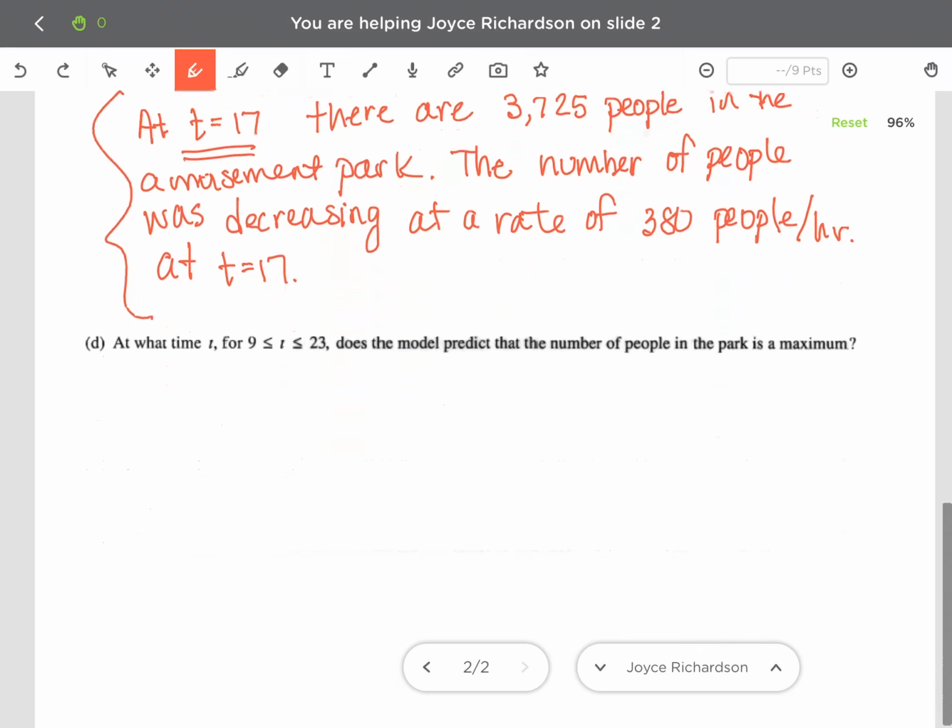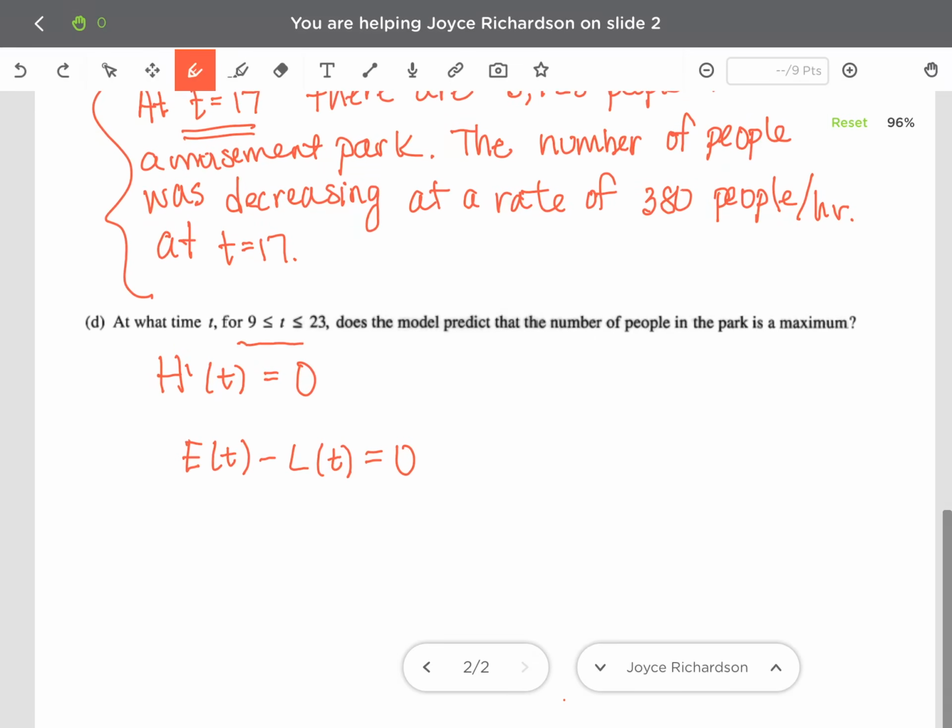At what time t between 9 and 23 does the model predict the number of people as a maximum? If you're going to find a maximum, it doesn't say to justify, but you need justification. How do I know that this is a max? So we're going to set h prime of t equal to 0, which means that e of t minus L of t is equal to 0. Now I'll solve that. But they gave me a closed interval. If they gave me a closed interval and I have to find a maximum, I better have a table of values.